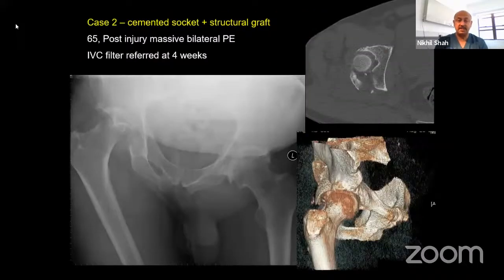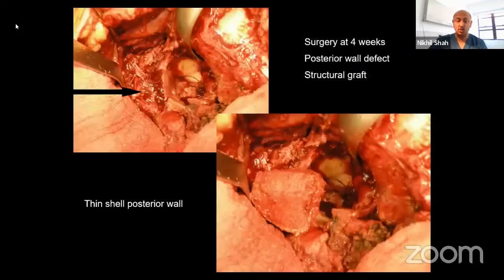So this is a 65-year-old person who had a massive pulmonary embolism soon after his acetabulum fracture. So the hip was dislocated. He had to have an IVC filter. And by the time he came to me, it was already about 3.5 months. You can see that the posterior wall has remained displaced. The hip is subluxed. And basically the posterior wall is dead and you can't really use that.